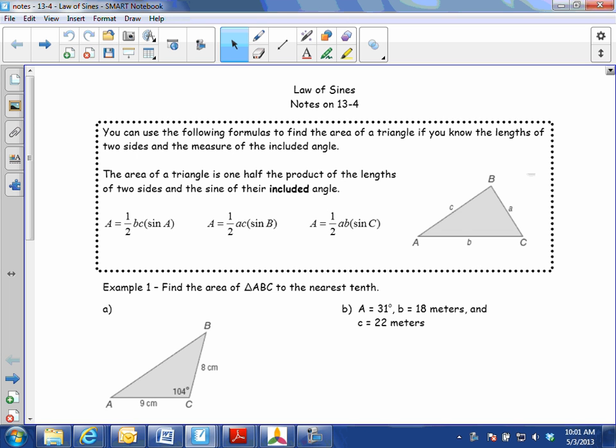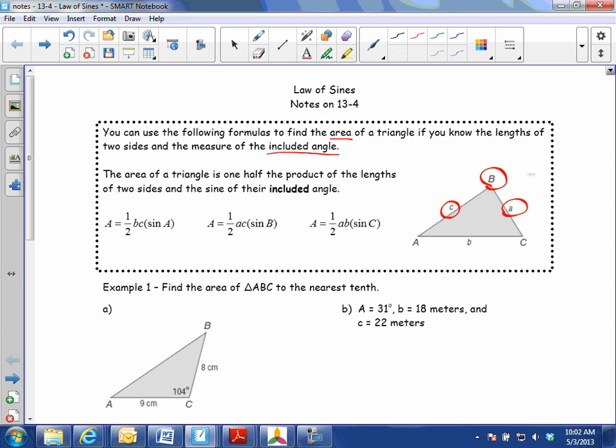First, we're going to use sine to find the area of a triangle if you know the lengths of two sides and the measure of the included angle. Included angle means that that angle is in between those two sides. So if I knew what side C was and side A was, the angle that I would have to know is B because it's included between them. It has to be in the middle. Does this make sense? Okay.